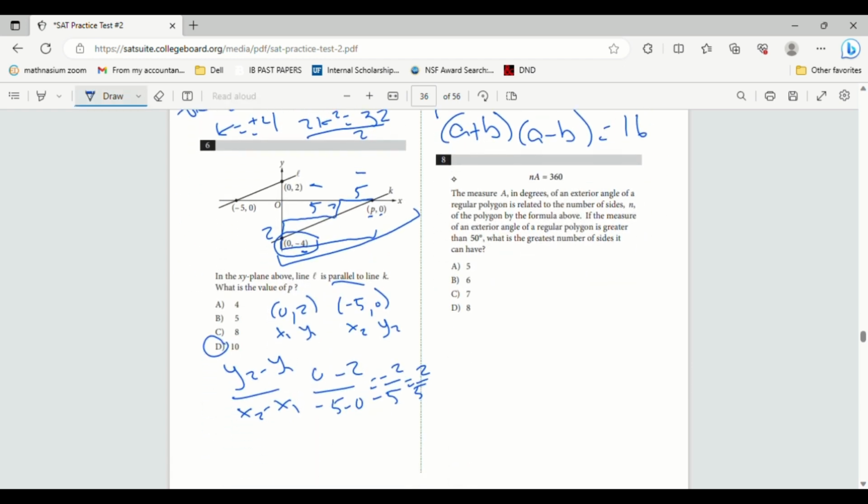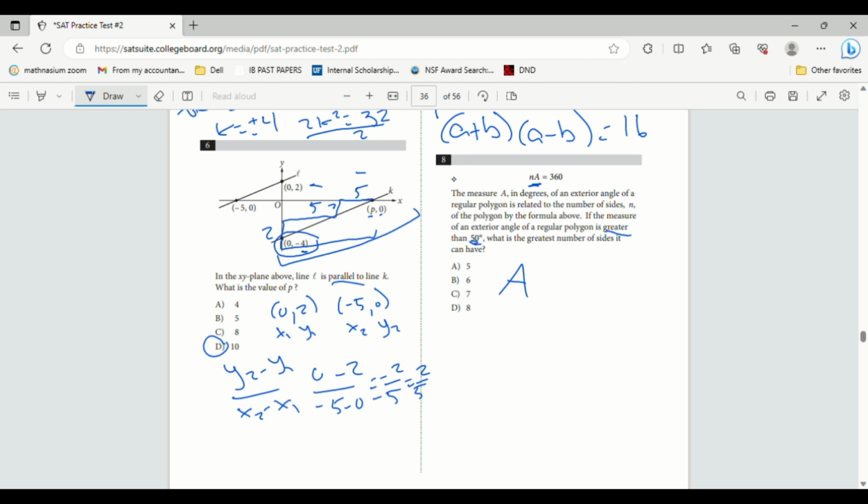And now for question number 8. The measure A in degrees of an exterior angle of a regular polygon is related to the number of sides n of the polygon by the formula above. If the measure of an exterior angle of a regular polygon is greater than 50 degrees, what is the greatest number of sides it can have? So because it's telling us that the measure of an exterior angle of a regular polygon is greater than 50 degrees, I want to include an inequality sign, but because there's two variables on the same side, I can't quite do that. So I'm going to rewrite this in terms of A because that's what value we were given.